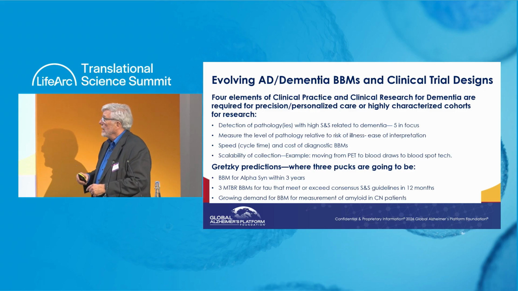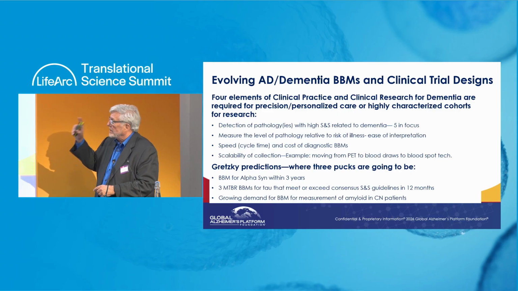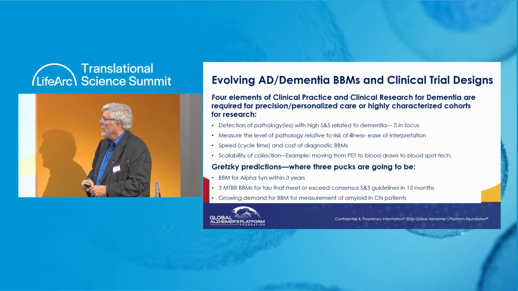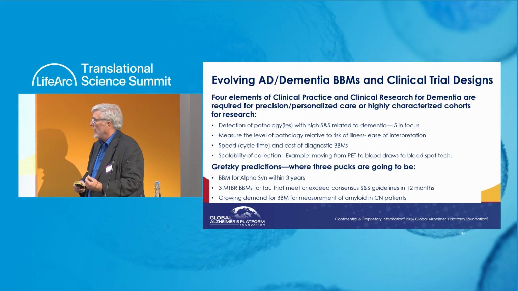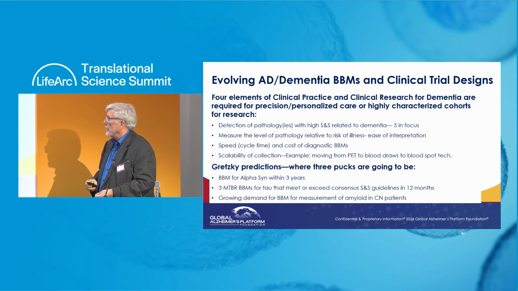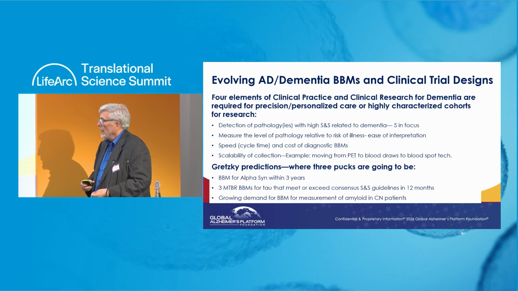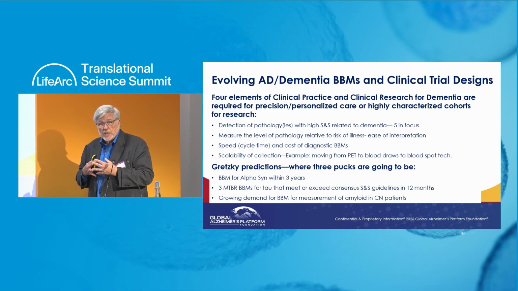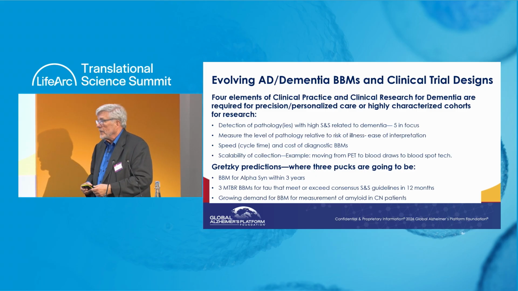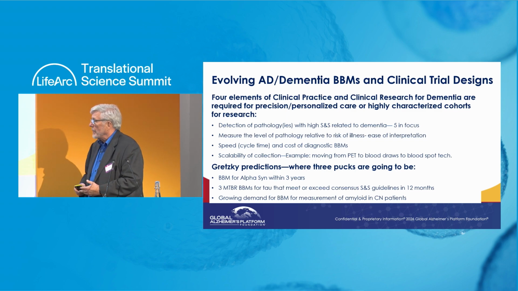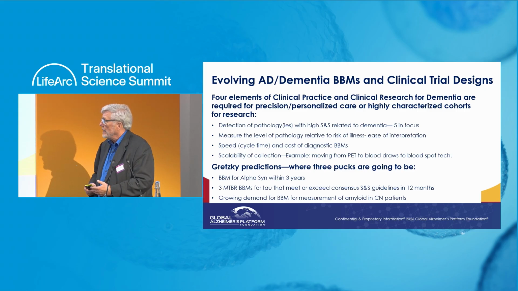But if we're going to do a better job, we have to detect the multiple pathologies with higher sensitivity and specificity related to dementia. We have 5 we're focusing on. I'll come to that. We need to measure the level of the pathology relative to risk of illness and ease of interpretation, because if you're going to scale, average docs in the field need to be able to actually describe the situation to their patients and give a care pathway that makes some sense without a lot of complication.